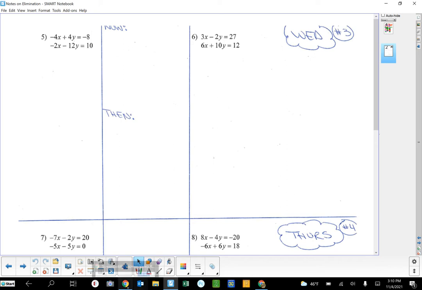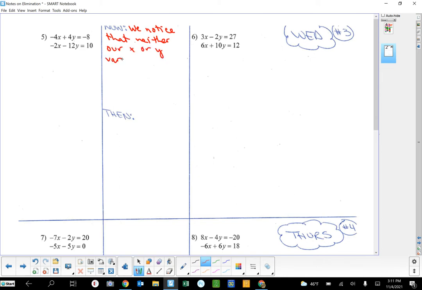So now we notice that neither of our x or y variables are the same number. A, B, that was a typo. I need my undo button.